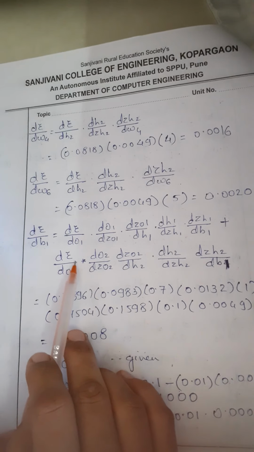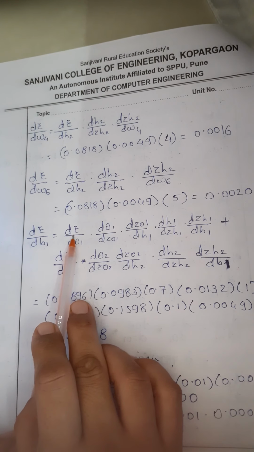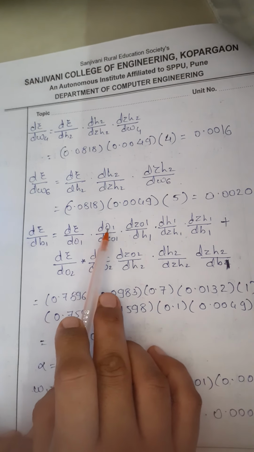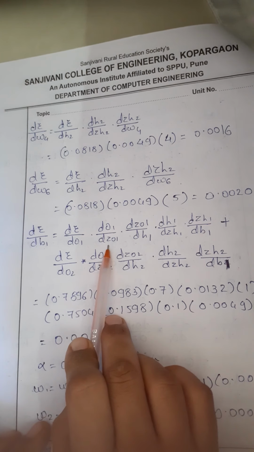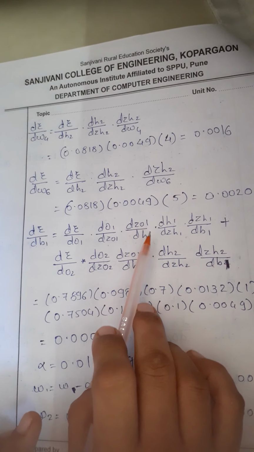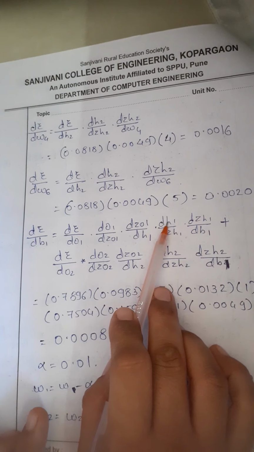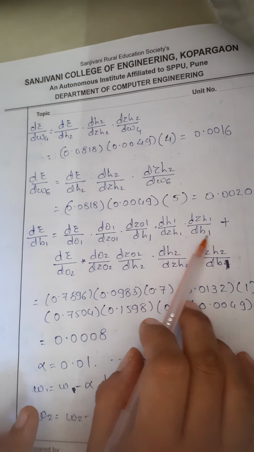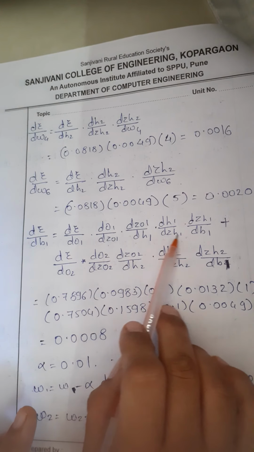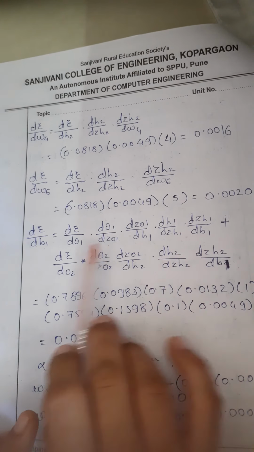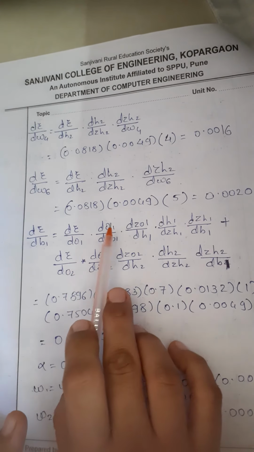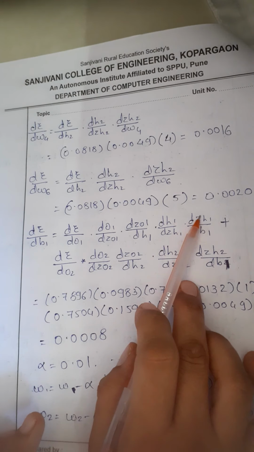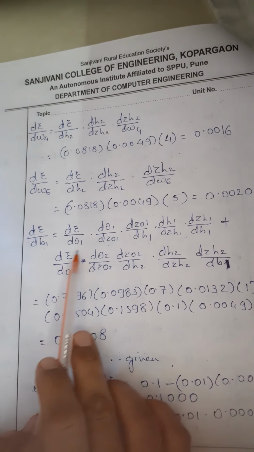Let us see how this chain rule works. The error depends upon O1. Output O1 depends upon its input ZO1. ZO1 depends upon H1. H1 further depends upon its input ZH1, dZH1, and finally dB1. In this fashion, the chain rule got extended over here. The error depends upon the output, the output on its input, on H1, H1 on its input, and on B1. So this is what we have done.